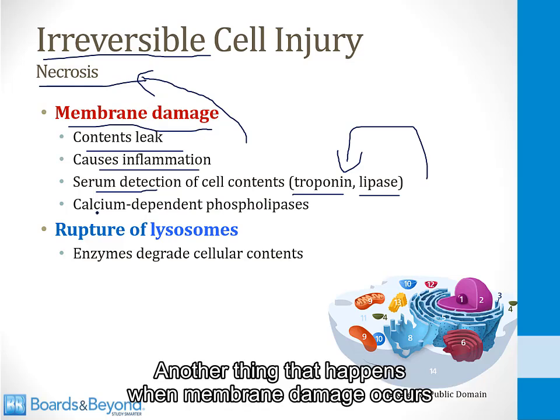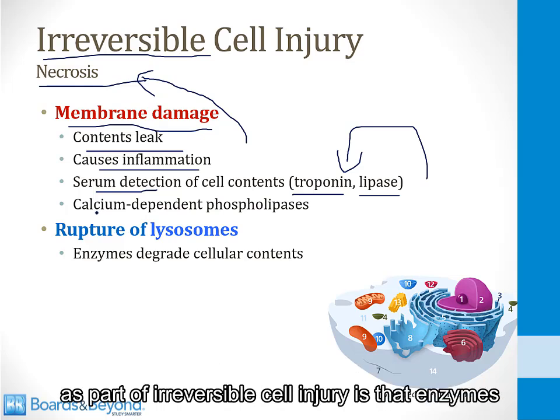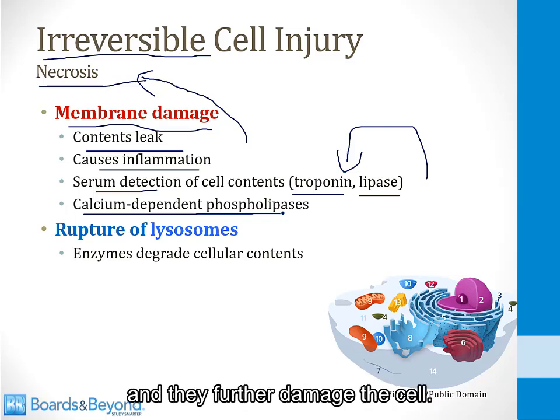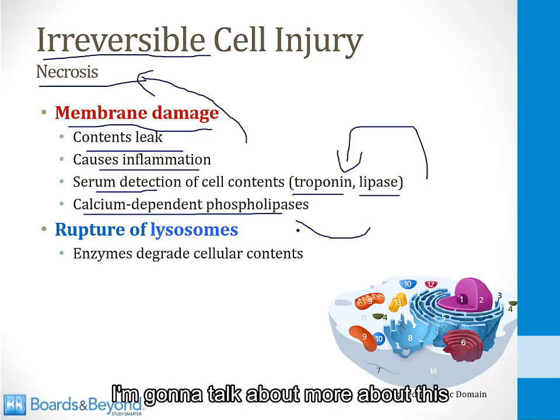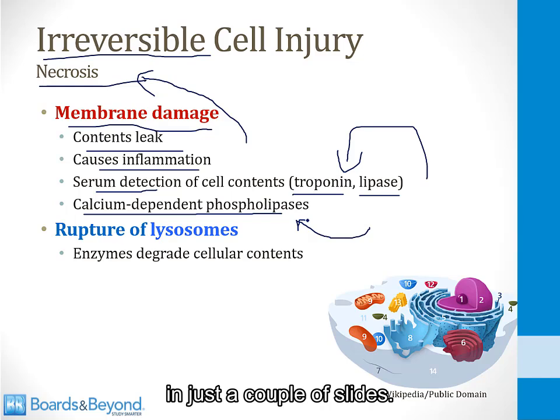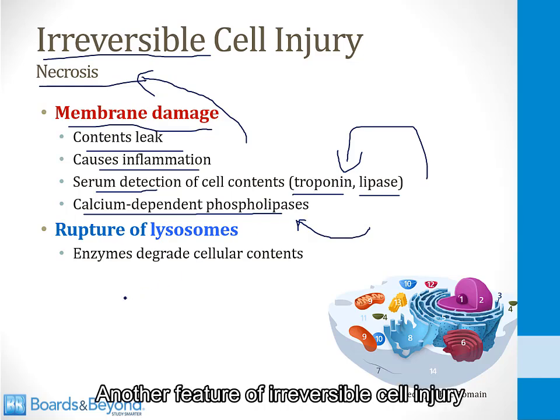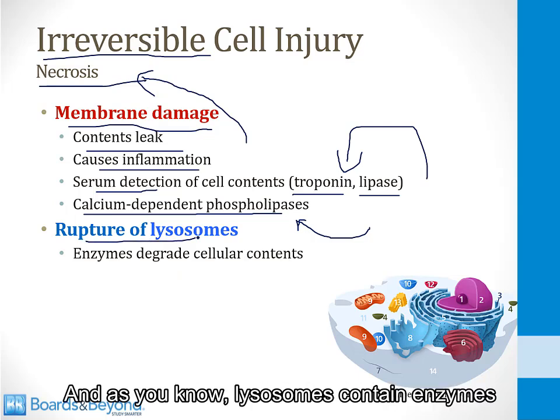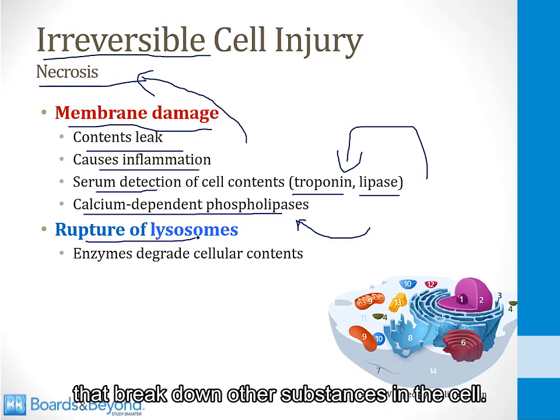Another thing that happens when membrane damage occurs as part of irreversible cell injury is that enzymes called calcium-dependent phospholipases become active, and they further damage the cell. I'm going to talk more about this in just a couple of slides. Another feature of irreversible cell injury is that the lysosomes inside the cell rupture and they spill their contents. And as you know, lysosomes contain enzymes that break down other substances in the cell, so this leads to more cell damage.